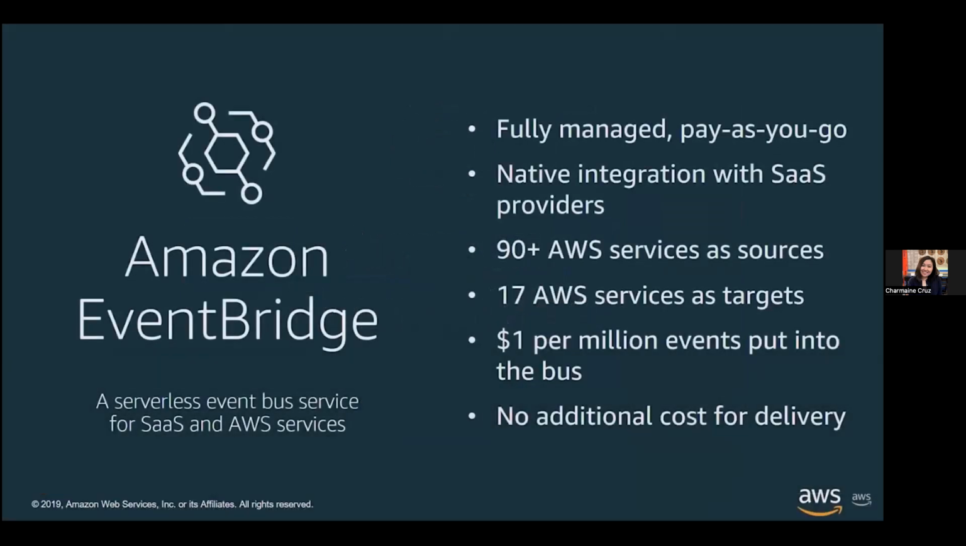Some of the notable features include the fact that it's serverless, so there's no infrastructure to manage or provision. Scaling is handled for you, and you only pay for what you use. It offers native integrations with 21 SaaS providers with more to come. Traffic travels internally within AWS infrastructure when you work with SaaS providers instead of on the public internet. It integrates with over 90 AWS services as sources and 17 services as targets. And it costs $1 per million events. There's no charge for events sourced from AWS services or for the delivery of events.